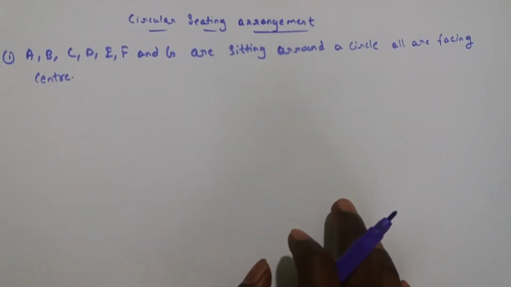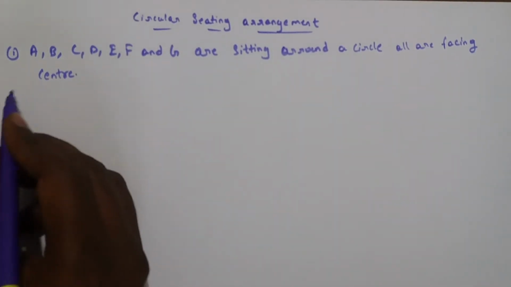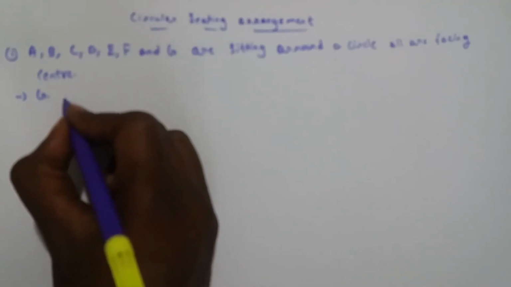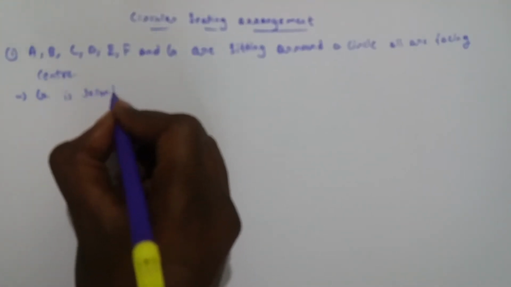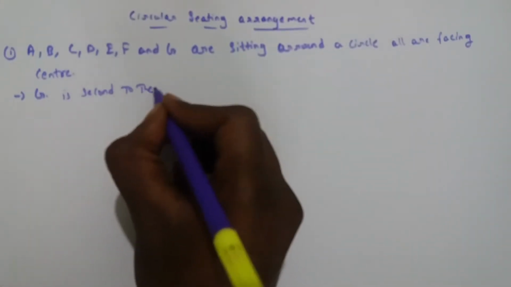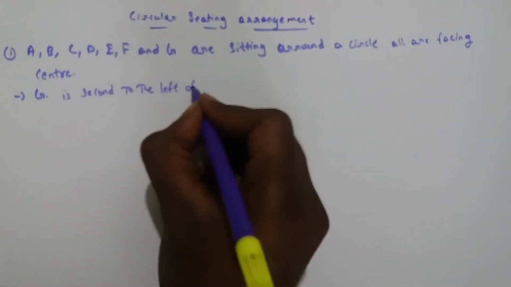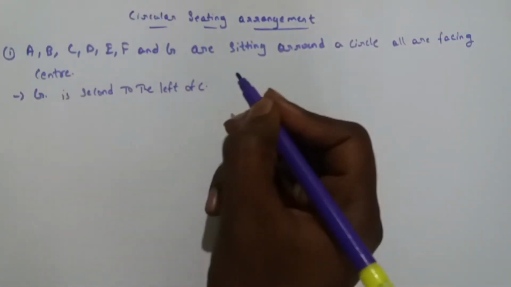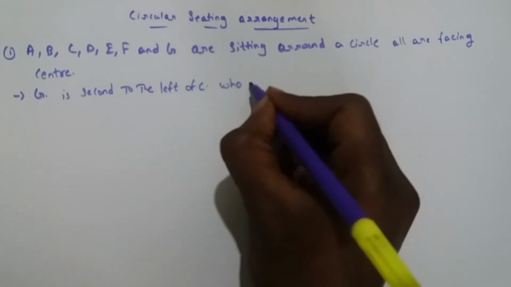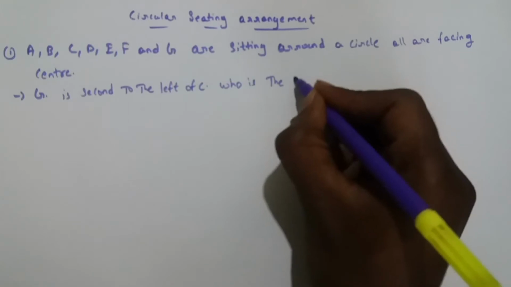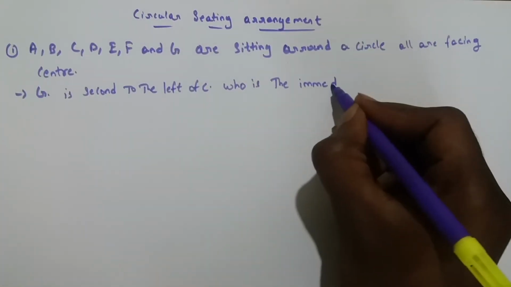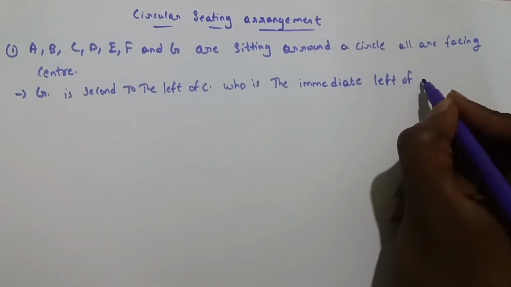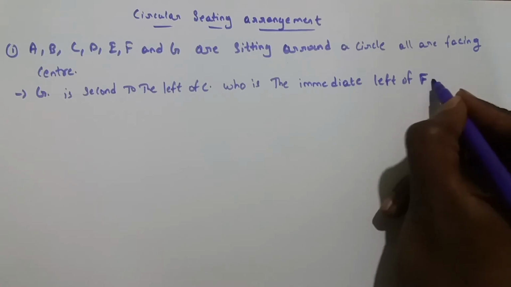Now G is second to the left of C. Now see here, the conclusion given here is G is second to the left of C. Who is the immediate left of F?